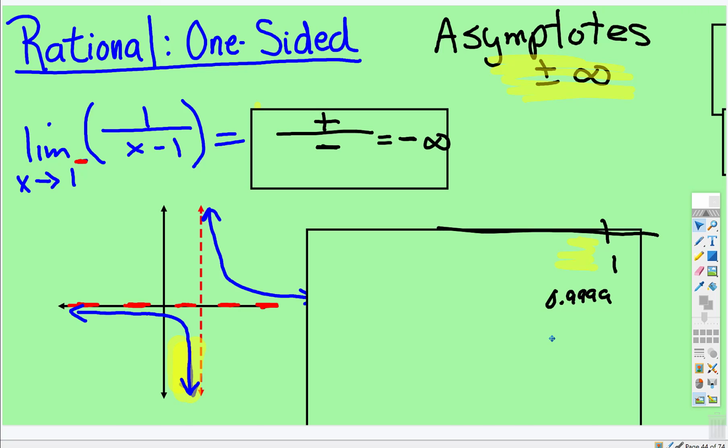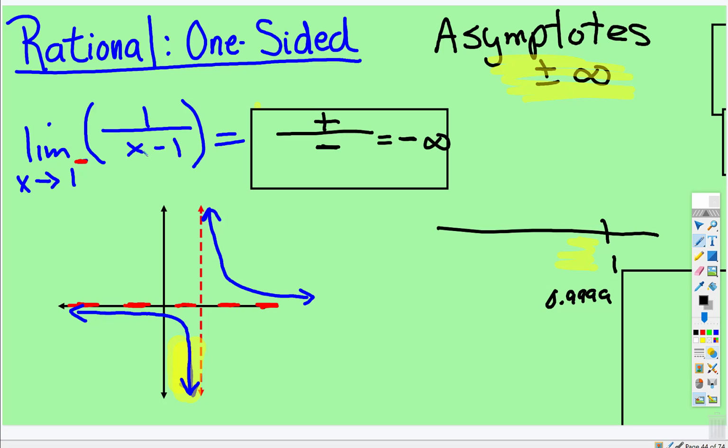I think that's what I did here. This is just a rational function shifted over to positive 1. So we've shifted. This is 1 right here. That would be the graph. I probably needed to make it a little bit more curvy like that. And we're getting close to 1 from the left side. So we're coming from the left, getting really close. And look, we're headed towards negative infinity.